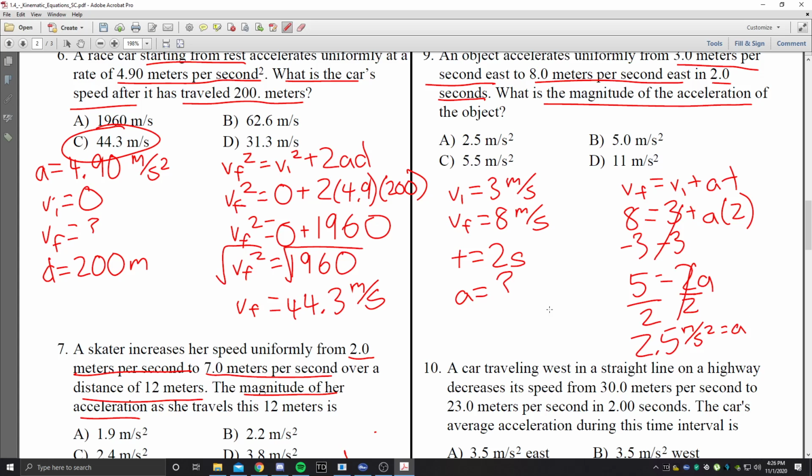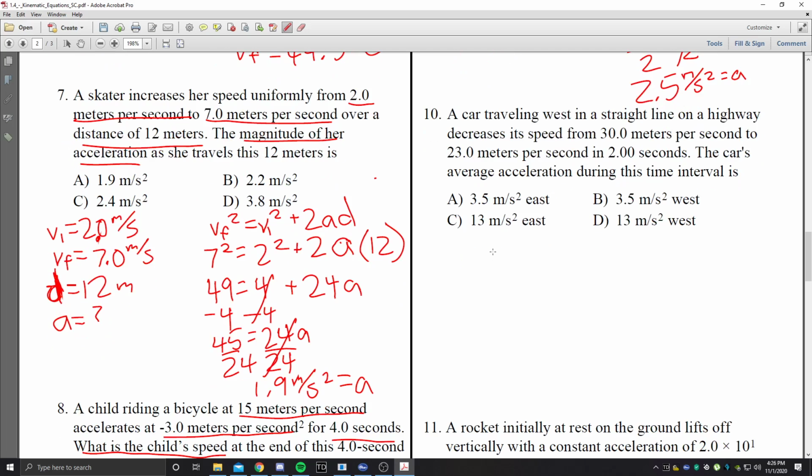I should disable Zoom somehow. I don't know how I'm doing it, but it's actually frustrating me. So that is the answer, 2.5 meters per second squared.